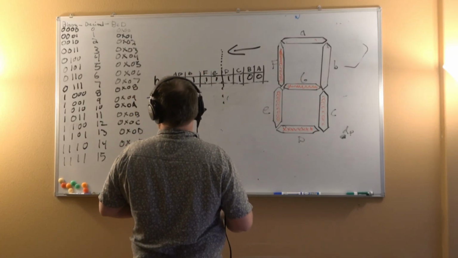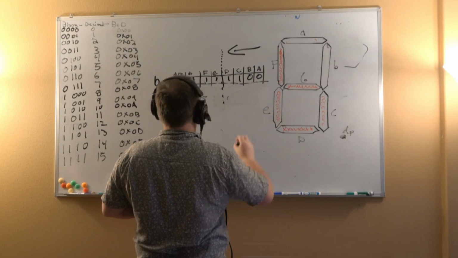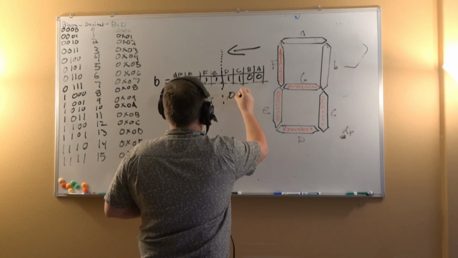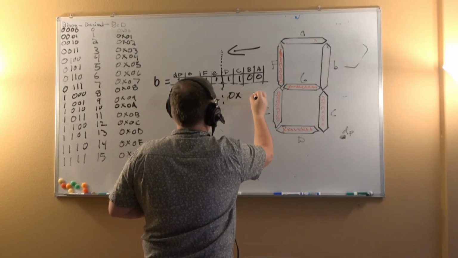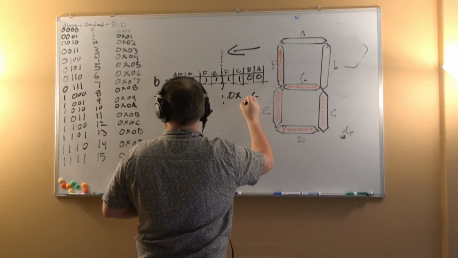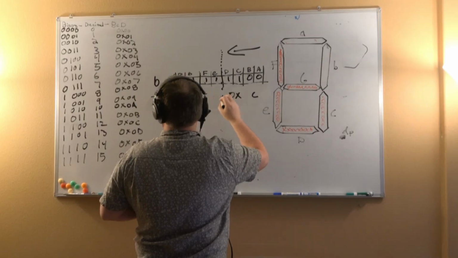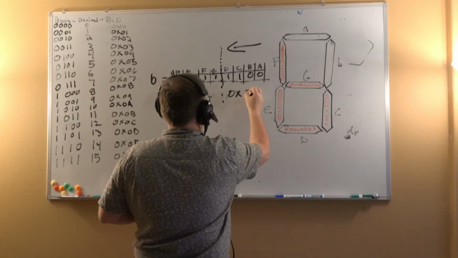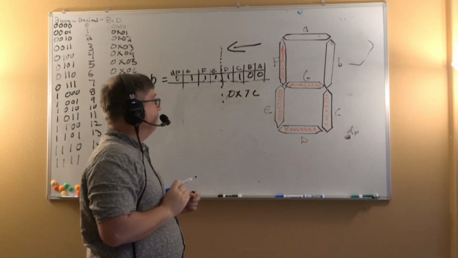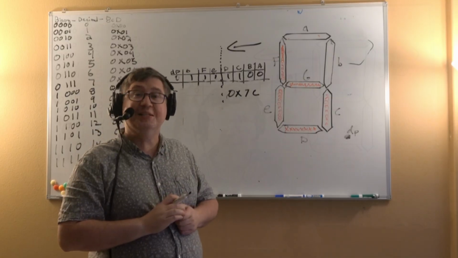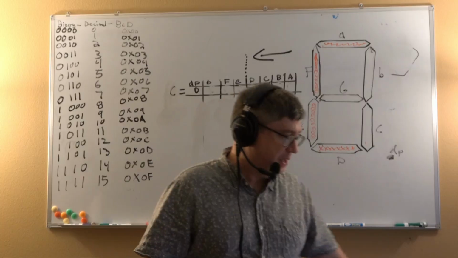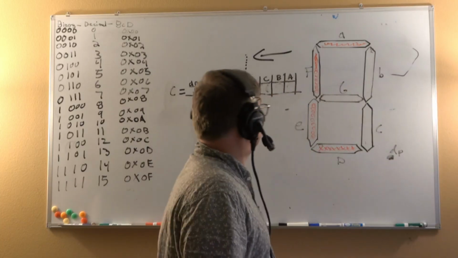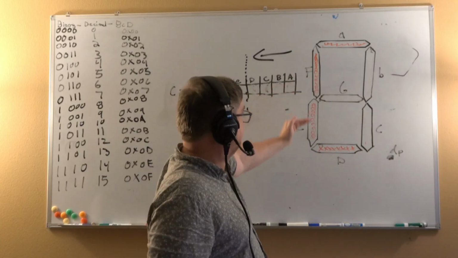So we look at our chart right here. That's going to be 0x. That's a C. Okay. Yeah, that's a C. And this right here is going to be a 7. B is 0x7C. All right. So the next one is C, and C has this shape.